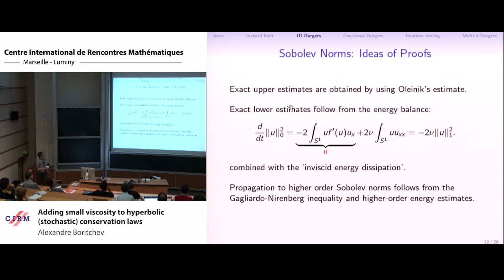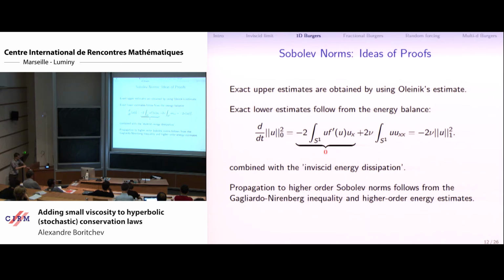So for the exact lower estimates, let me tell you how it works. And again, the energy balance, which I briefly mentioned before, plays a key role. As I mentioned before, when you differentiate the H0, which is just the L2 norm, the contribution of the nonlinearity disappears, so you're left with this.